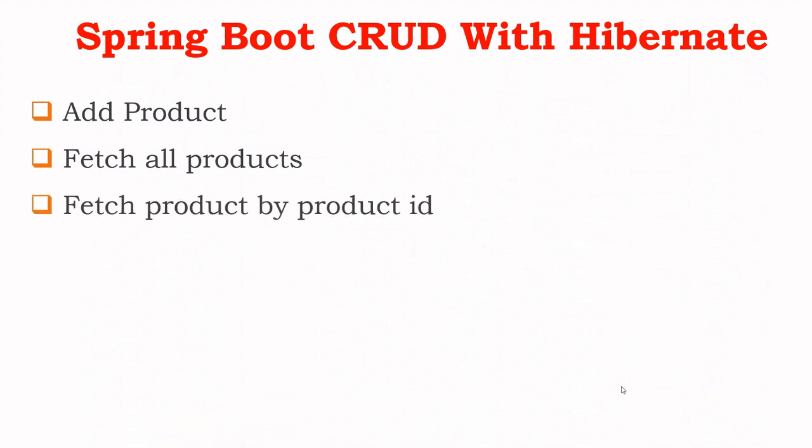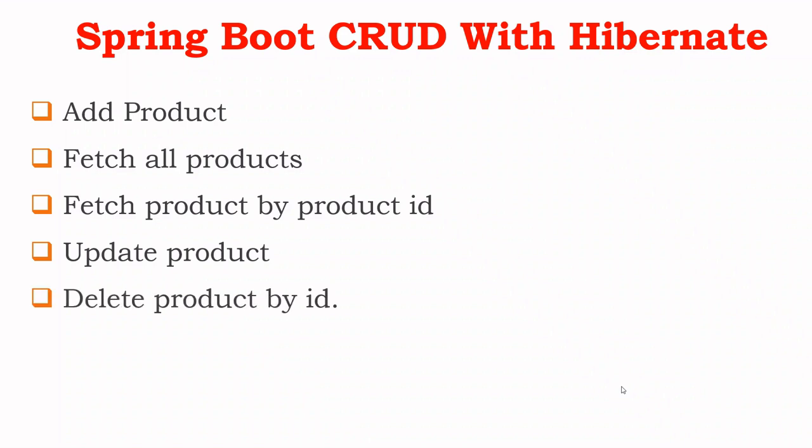Firstly, we'll add the product. This will be the create. Next we will fetch all products which are already inserted in the database, and R stands for read. Then we'll fetch a product by product id, then we'll update a product, and then we'll delete a product by id. We are going to perform all these operations in this video tutorial.